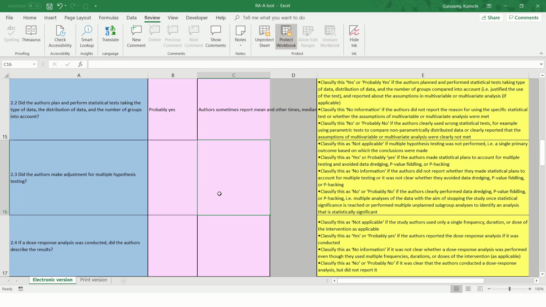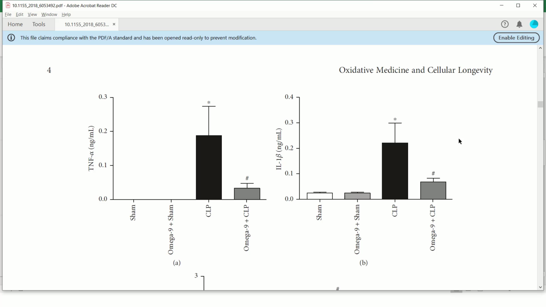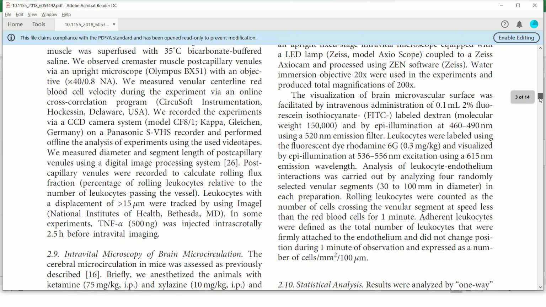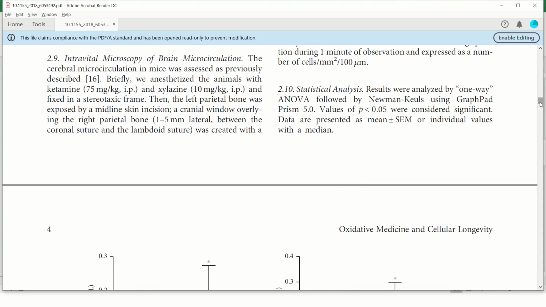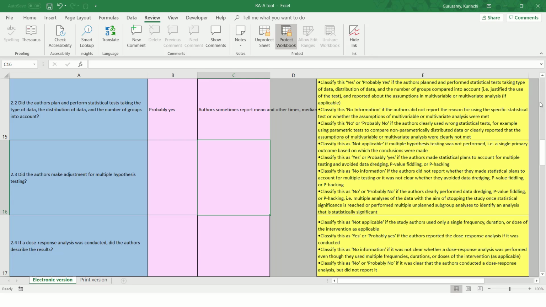So did the authors make adjustment for multiple hypothesis testing? If they have used multiple groups, then usually the software adjusts this. But if they have used multiple outcomes, and remember they have used multiple outcomes, but they didn't actually say which is the primary outcome and which is the secondary outcome and so on. They have used essentially a p-value of not less than 0.05. So it looks like they have not adjusted.